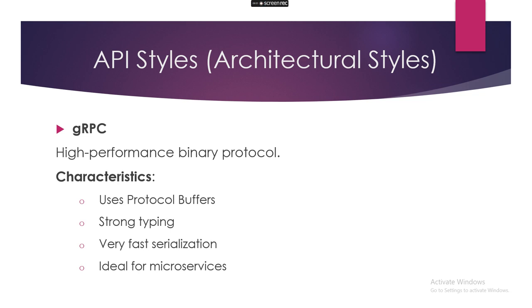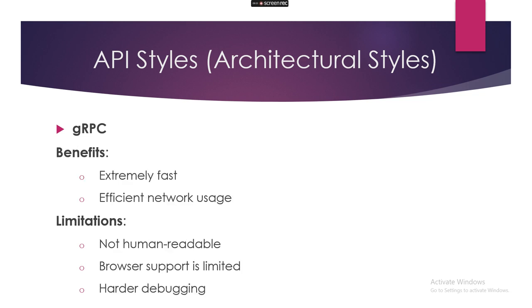that way. All right, so characteristics: uses protocol buffers, strong typing, very fast serialization, which we are going to see, ideal for microservices. The benefits of gRPC: extremely fast. That's one of the highest benefits, and that's why it's used service to service, because when you're making a remote procedure call from one service to another, you want that communication to be very fast. It should simulate as if you're just making a call to a particular class within the same repository. So it's efficient network usage. It uses, I think, HTTP/2.